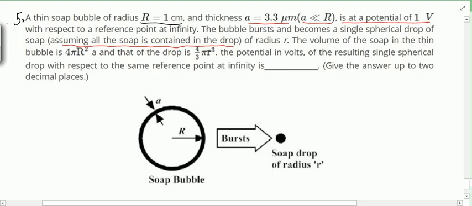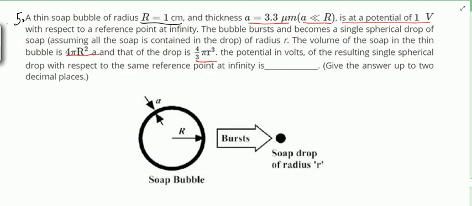The volume of the soap in the thin bubble, you can take it as 4 pi R square multiplied by a, okay, so this is 4 pi R square into a, where a is the thickness, and that of the drop is 4 by 3 pi r cube. The potential in volts of the resulting spherical drop with respect to the same reference point at infinity. So we have to calculate the potential due to this drop with the same reference point which is at infinity.